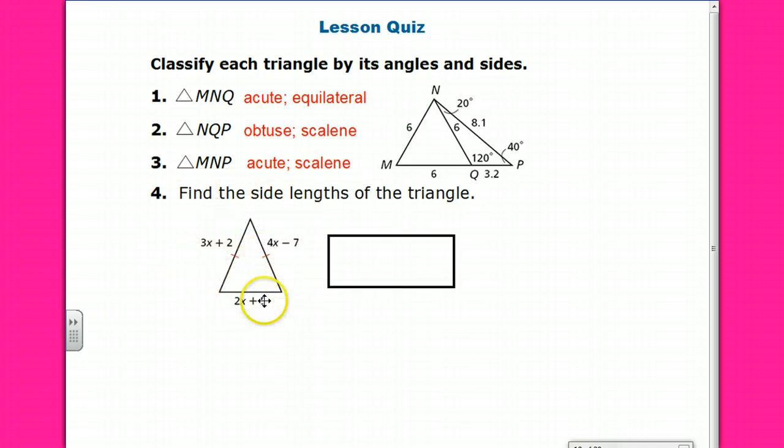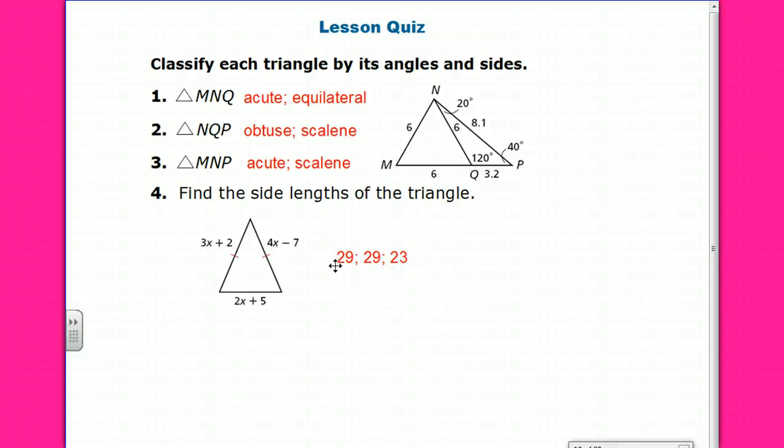Let's find the lengths of this triangle. Look at, we've got isosceles, so these two expressions are equal. That helped you find x, right? And the side lengths then are 29, 29, and 23.